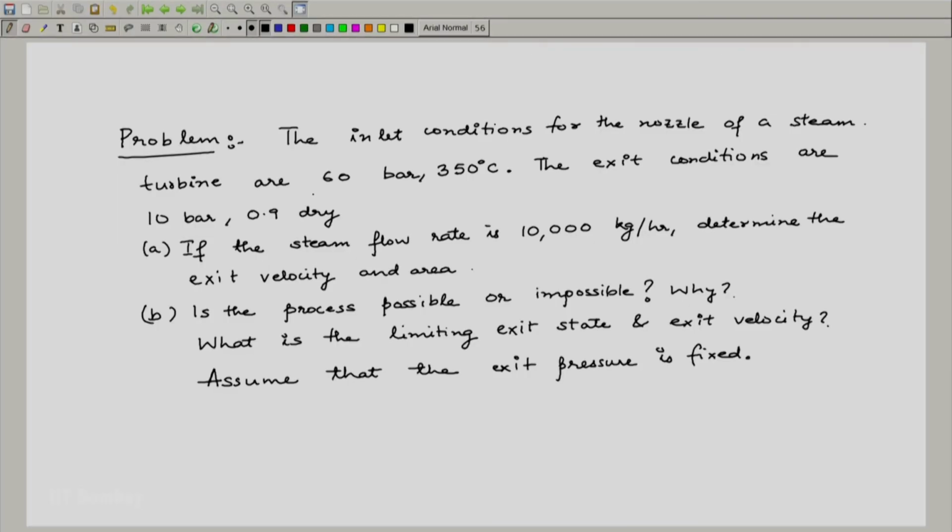The inlet conditions for the nozzle of a steam turbine are 60 bar, 350 degrees centigrade. The exit conditions are 10 bar, 0.9 dry. What do we have to find out? A, if the steam flow rate is 10,000 kilogram per hour, determine the exit velocity and area. And B, is the process possible or impossible? Why? What is the limiting exit state and exit velocity? Assume that the exit pressure is fixed.